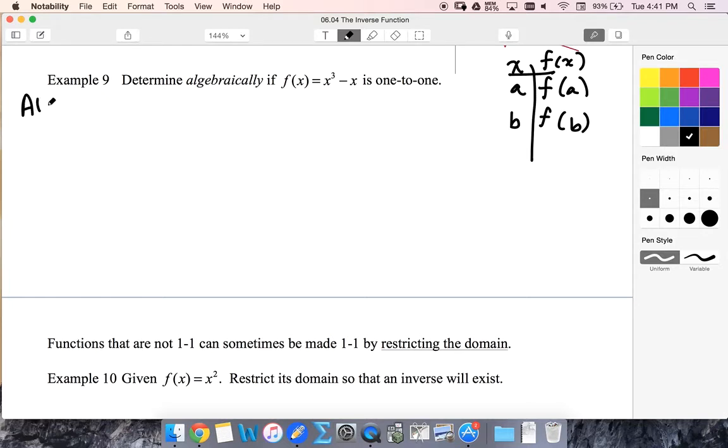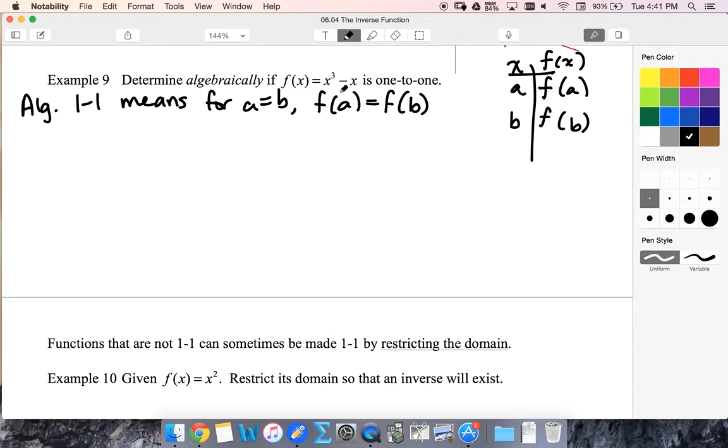So algebraically, one-to-one means for a equal to b, f of a has to equal f of b. And vice versa, that goes both ways. So if f of a is equal to f of b, then a must be equal to b.